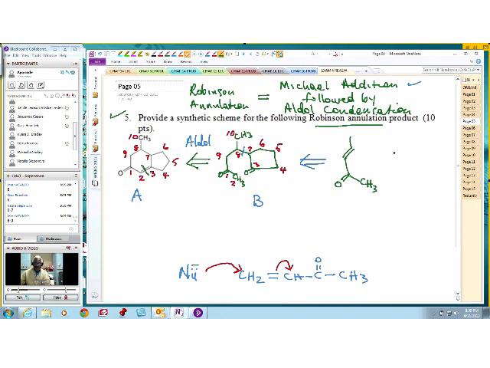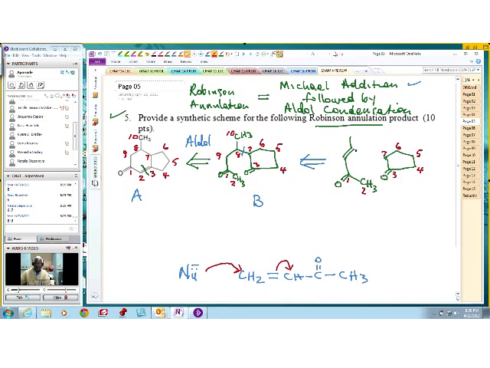Okay, we have that. Then we have this. Okay, let me go ahead and put the numbers on this. So that means this is our carbon 1 still, carbon 2 right here. This is our carbon 3. Follow this very closely now. And this is our carbon 4. Nothing has changed. Carbon 5, carbon 6, carbon 7.